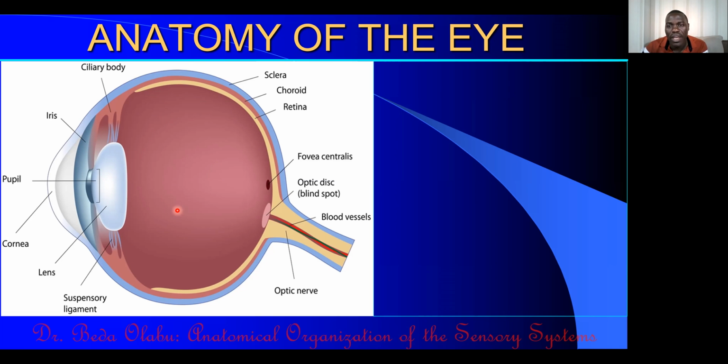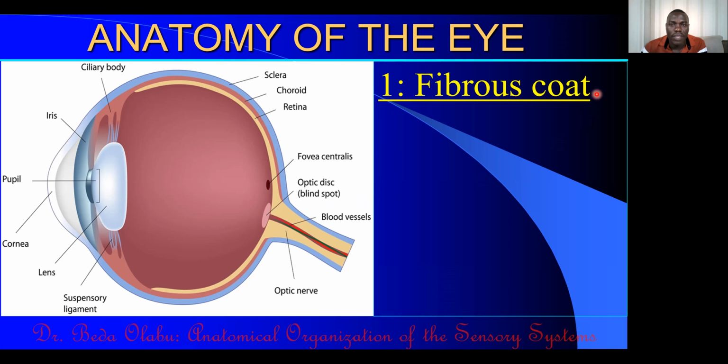The outer layer of the eye is known as the fibrous layer. You can call it fibrous coat. Some people call it in Latin the tunica fibrosa. The tunica fibrosa consists of the cornea, which is in front. This is the cornea. The cornea being a smaller proportion of the tunica fibrosa. The largest portion of the tunica fibrosa is made up of the sclera. This is the sclera.